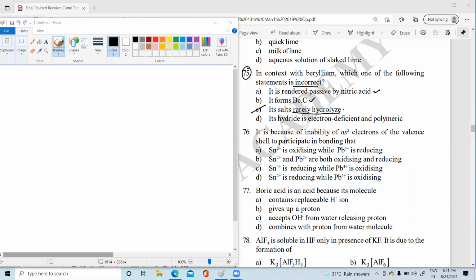If you go for its hydride, it is electron deficient and polymeric. Yes, correct, students. Beryllium hydrides are electron deficient, and they are polymeric in structure. We can take it as polymeric, like this it goes on.